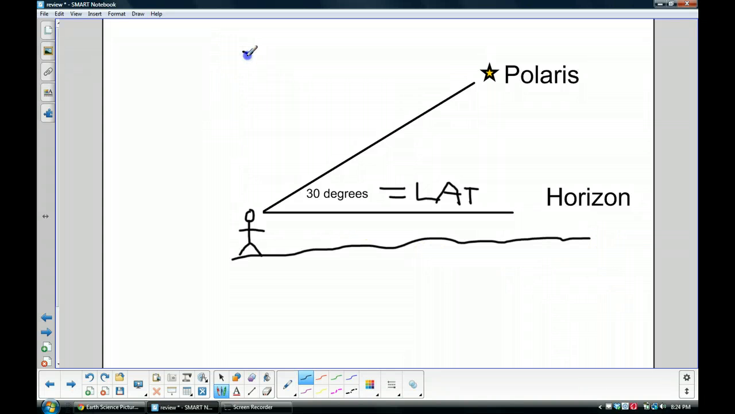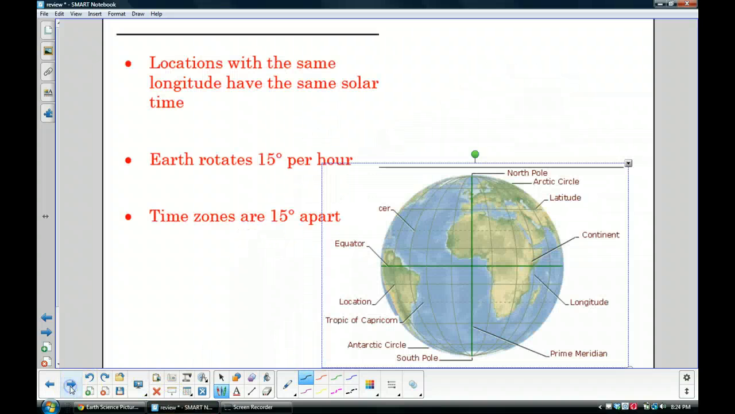When you're at the North Pole, Polaris is directly over your head. When you're at the equator, it's right here at the horizon. And wherever we are in between, that's where it is. So if you're in Syracuse or Utica or Ithaca, it's around 42, 43 degrees, because that's our latitude.